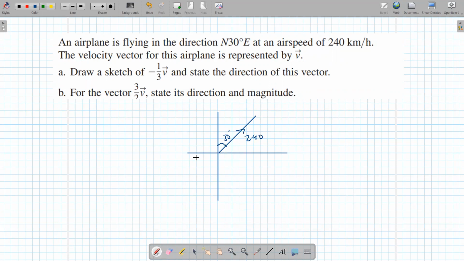So negative means it's going to be going the opposite way, right? And 1/3 means it's going to be 1/3 of this. So let's say, what's 1/3 of 240? In other words, 80. Yeah, exactly. So that magnitude is going to be 80. So let's say from here to here, it's 80. And then it's going in this direction, right? Like that, you see? This is the direction, but the magnitude stops 1/3 of the way there. What's the direction of this vector?